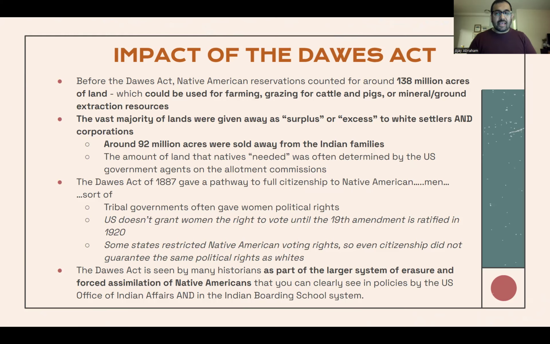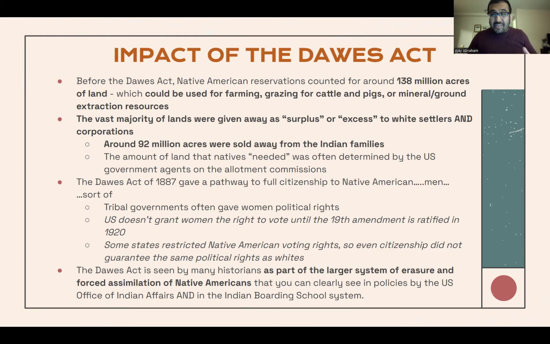And yes, the Dawes Act does give a pathway to citizenship, but that citizenship comes with some pretty big strings attached. For instance, tribal governments often involved women in government. Well, now that you've made everyone a U.S. citizen, it takes until 1920, so 33 years later, for women to get the right to vote. So that's 33 years of tribal women going from having a lot of power to having no political power.